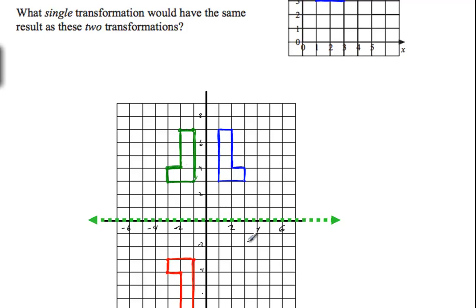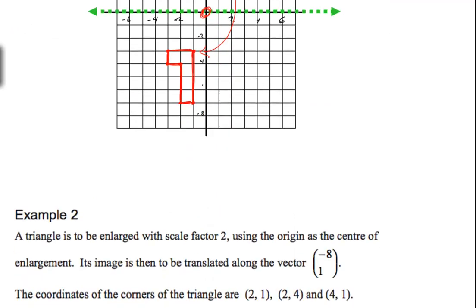So what single transformation could bring the blue one into the red position? Well, that is a rotation about the center of origin. And if we take this point, rotate 180 degrees, we will get right there. Take this point, rotate 180 degrees, we'll get right there. Alright, so if we rotate this L 180 degrees clockwise, we will get this same position. So those two transformations can be replaced by just one.